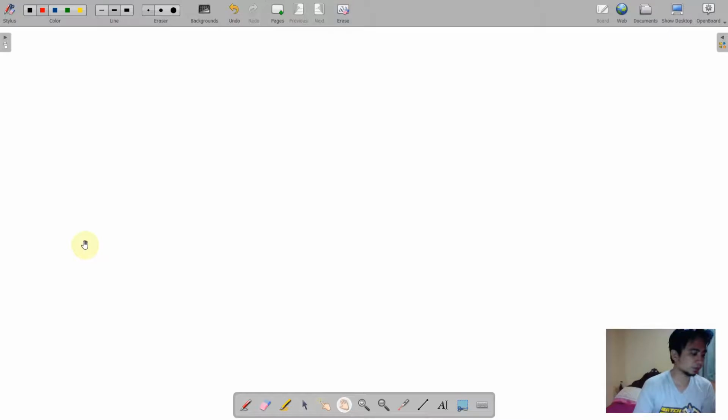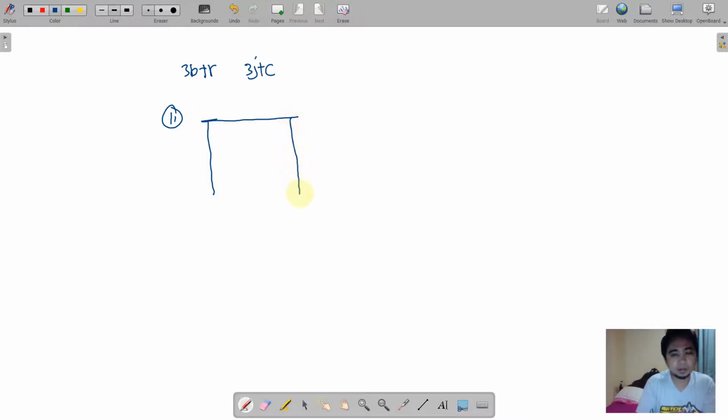Okay, so for frames, we will just compare 3B plus R to that of 3J plus C. So if we have here a number 1 frame, a simple frame here that is fixed at both columns.